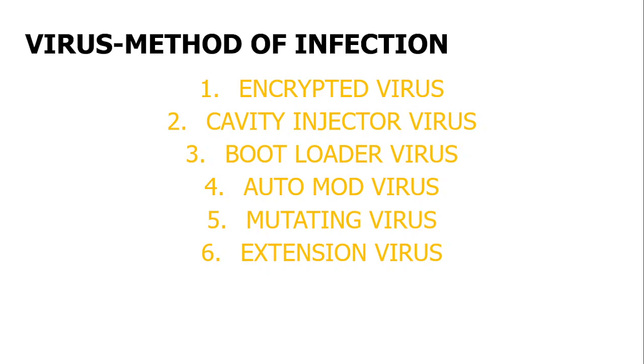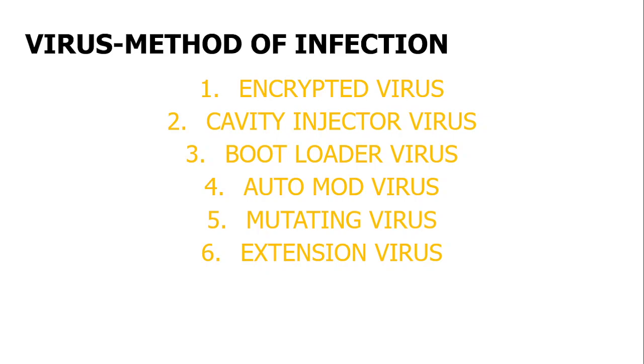Automod virus. These kinds of virus have a special tendency to automatically modify their signature. Generally, an antivirus looks for the virus signature in a file while scanning. This kind of virus modifies its signature for every next infected file and hence the detection rate becomes lower.